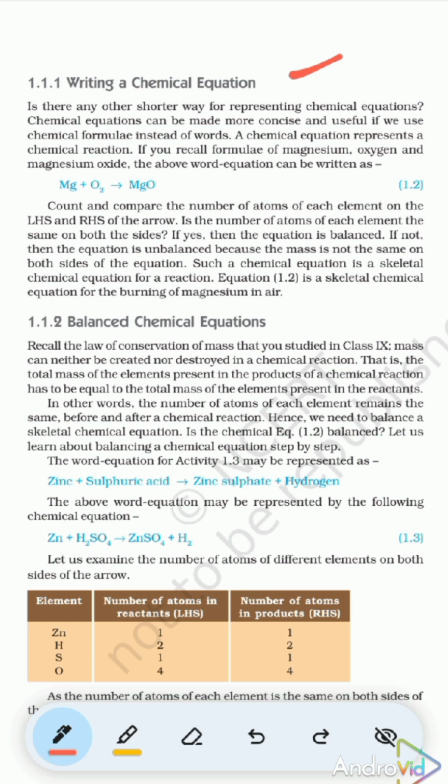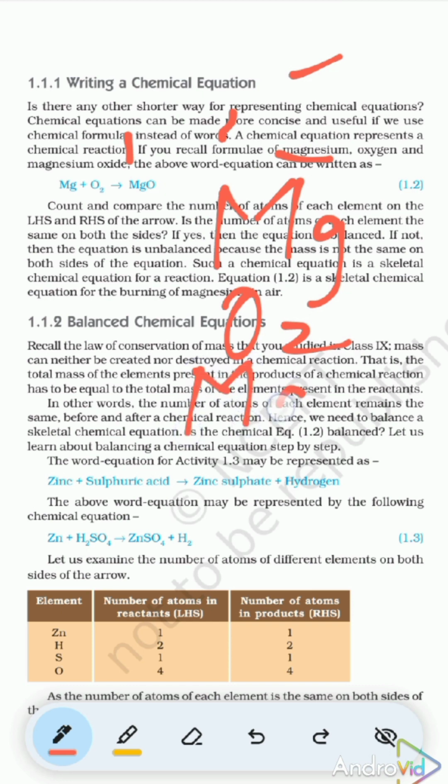Chemical equations can be made more concise, that is more useful and more precise, if we use chemical formulas instead of words, right? A chemical equation usually represents a chemical reaction. We know that Mg is the formula for magnesium, O2 is the formula for oxygen, and magnesium oxide, here it is already given in equation 1.2 as MgO, which is magnesium oxide.